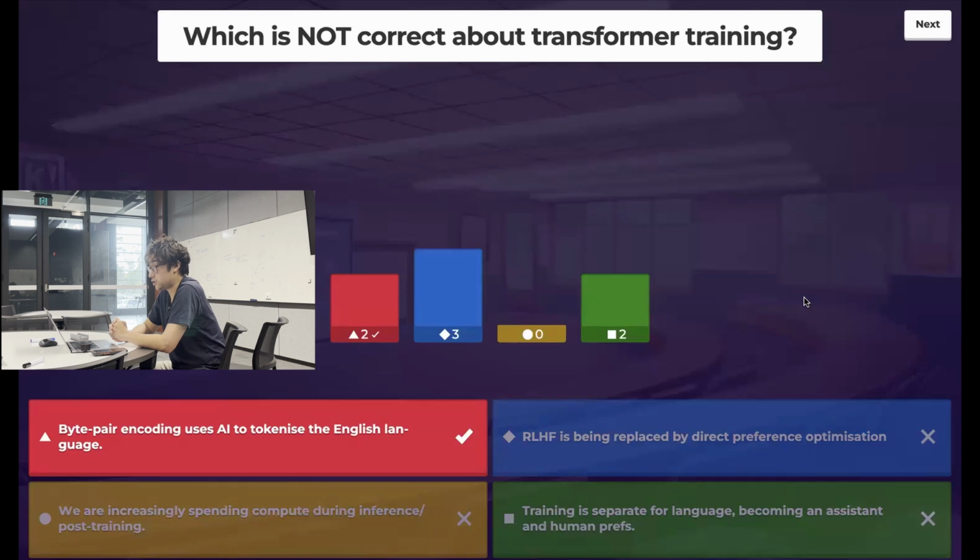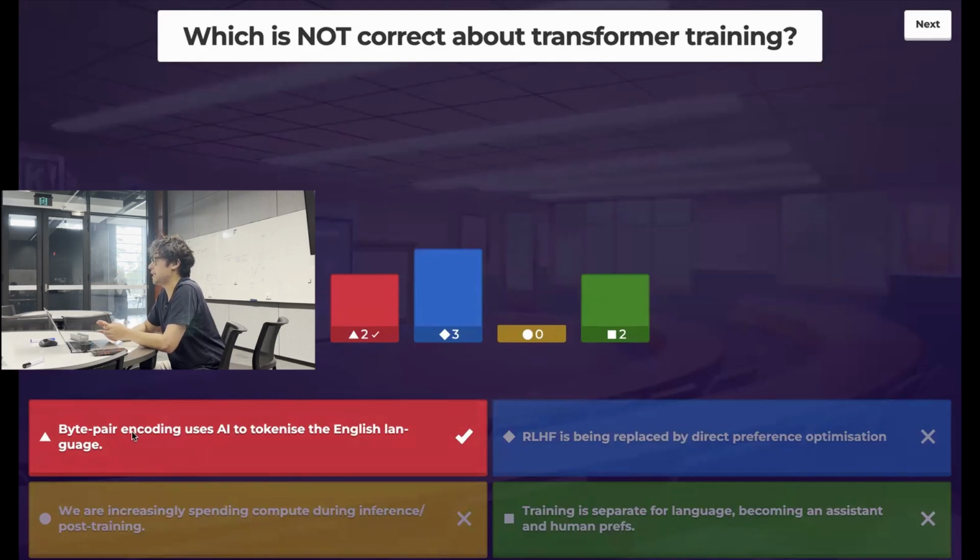Yeah, so this one's quite tricky, kind of purposely so. There's lots of steps of training a transformer, right? And I want to make sure that you guys understand how we do so. So let's go through each one. The first is byte-pair encoding. That's what we use to create tokens.